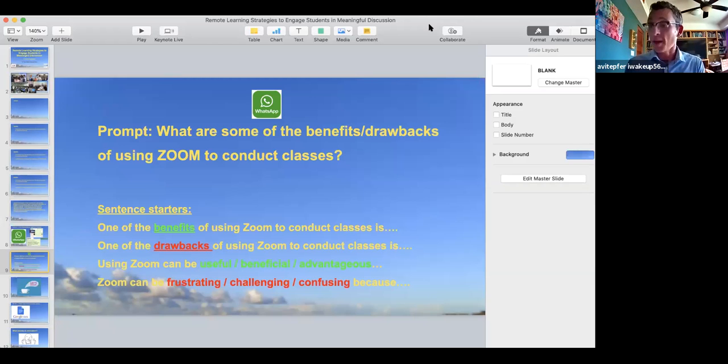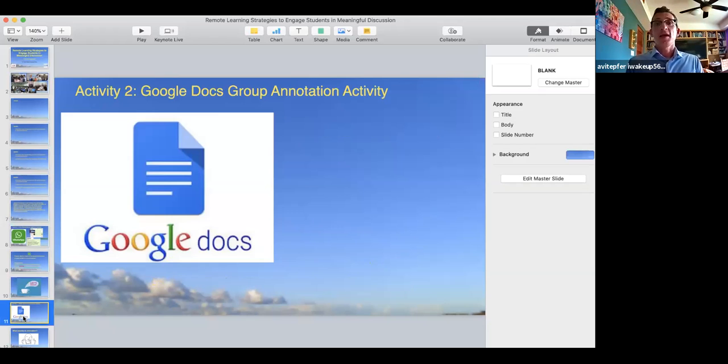Okay, we're gonna come back to WhatsApp at the end of the session, but I wanna get to Google Docs because I think that this is something that might be new for more people, okay? And what we're going to do is a group annotation activity, okay, using Google Docs. Now, the word annotation has many different meanings in education and in literature, and I want us to just review what I mean here for the purposes of language education.